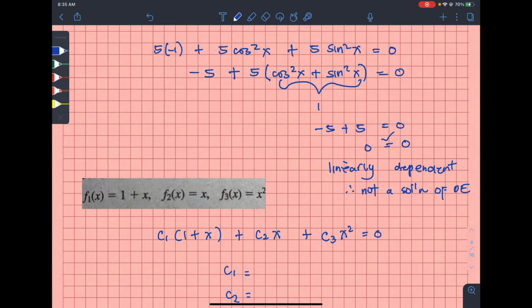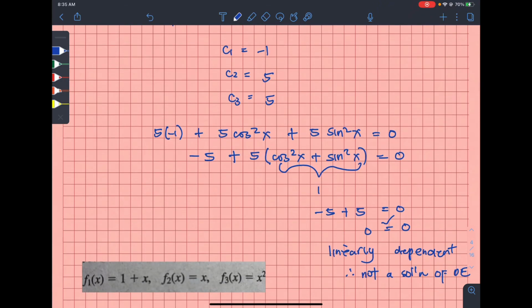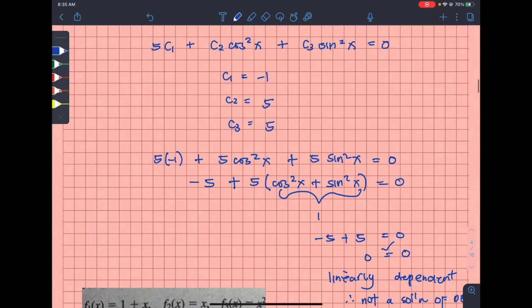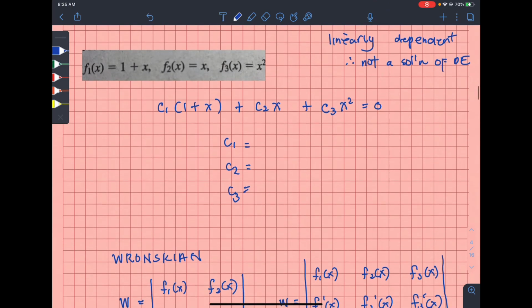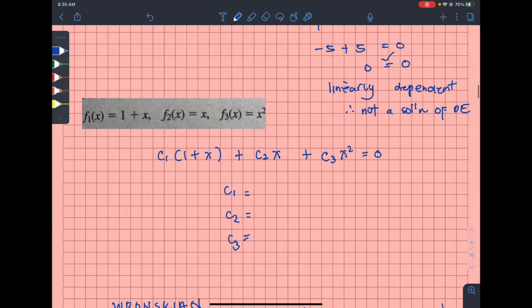So since that is equal to 0, there are values of c sub 1, c sub 2, c sub 3 wherein not all of them are 0 that would make it equal to 0. Those are not a solution. So how about for the third one? So we have 1 plus x, then the next one is x, and the other one is x squared. I have 1 plus x, and then x, and then the other one is x squared.